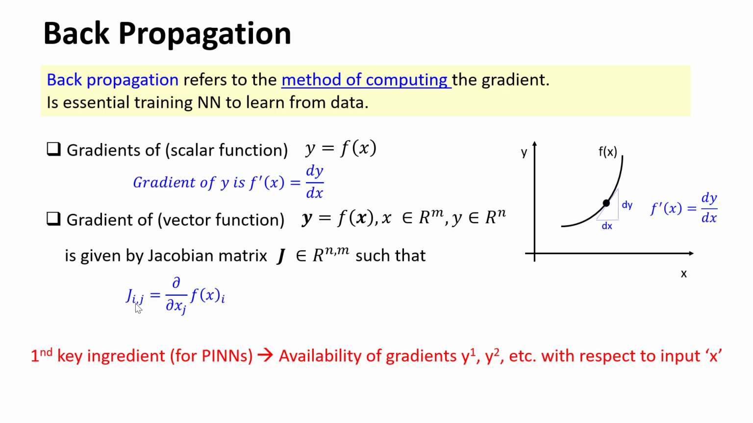And in the context of PINs, to understand why we're going through all of this, the availability of gradients of y with respect to x is very essential. This is the first key ingredient that allows us to impose physics on neural networks and do physics-informed neural networks.